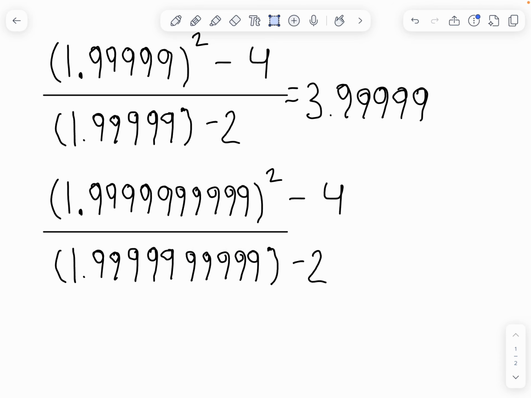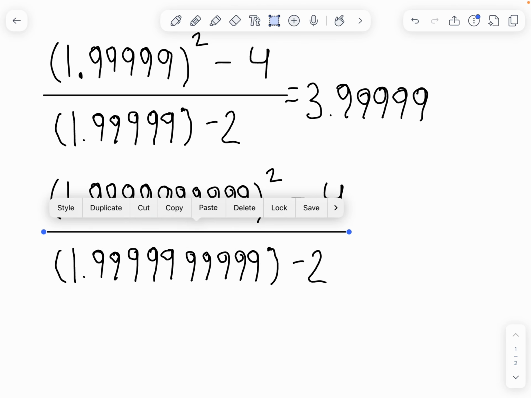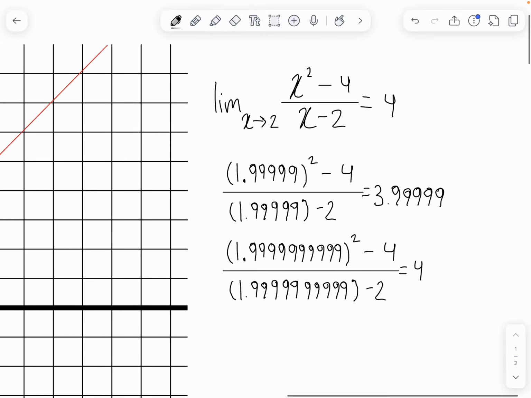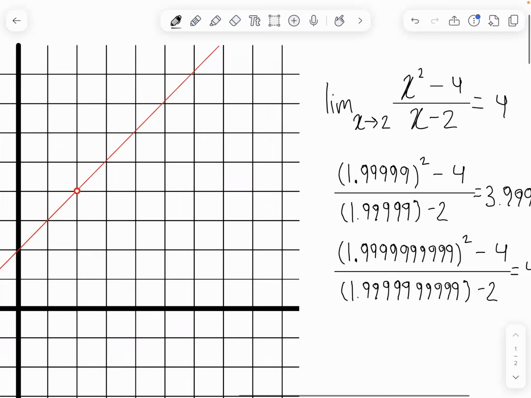So I recommend for you to plug this into your calculator and see what value you get. Personally, I have the Casio FX991ES Plus, and when I plugged that into my calculator, it just gave me an answer of 4. So that just goes to show eventually when you put in a number that is so close, the difference is so negligible that we can just round it up to just 4, or what we would call the limit. So what is the limit as x approaches 2 of x squared minus 4 over x minus 2? Well, the limit there is 4.